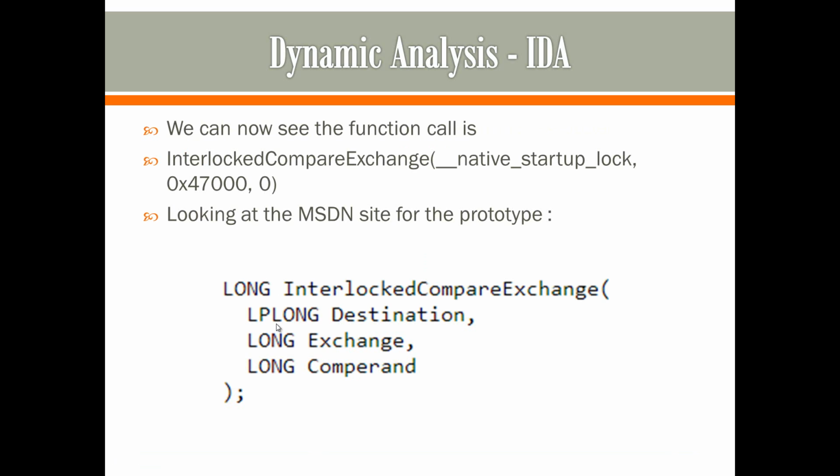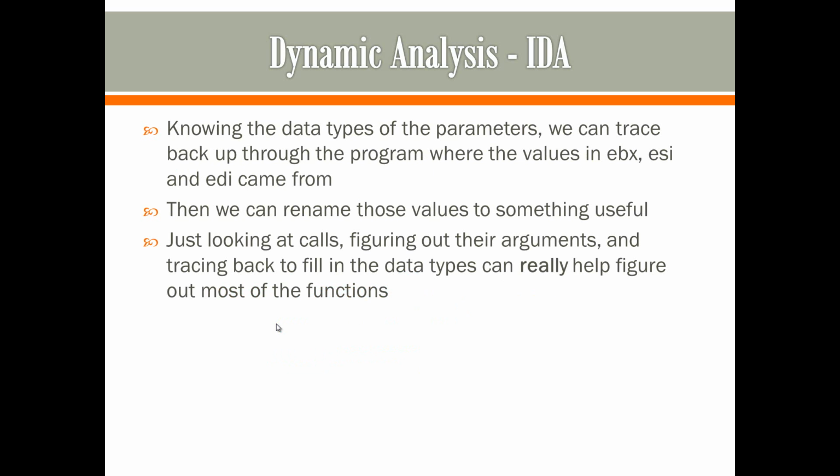Now, the function call that we're broken on right now is InterlockedCompareExchange. And if you look at the prototype on MSDN for this, it takes a long pointer, LPLONG, the destination, a long exchange, and a long comparand. So knowing the data types of function parameters and function prototypes is extraordinarily helpful.